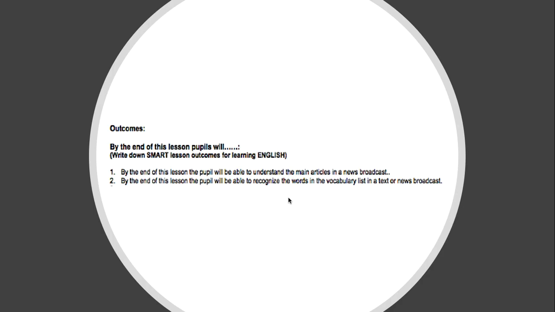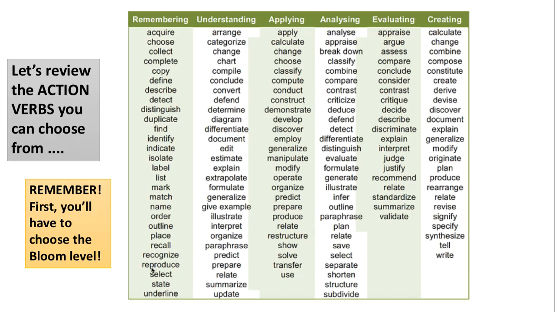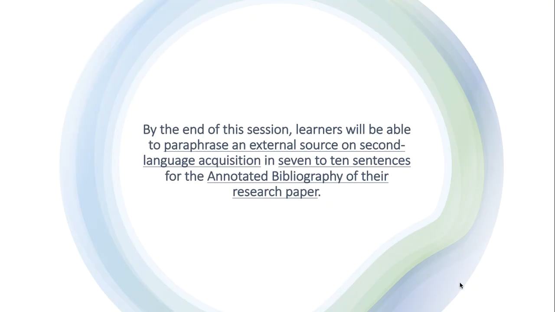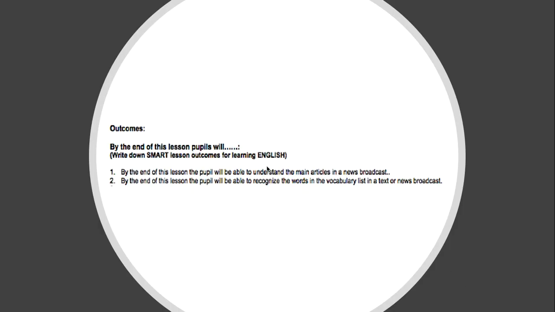Okay, let's look at one more. Ooh, I'm sorry, it's a bit blurry. This is taken from a student's own outcome design, and we need to improve on these learning outcomes. Okay, by the end of this lesson, the pupil, the learners, will be able to understand the main articles in a news broadcast. Well, as we said, understand is not something we can measure, and it's not one of the action verbs that is best to choose from. So let's choose a different one.